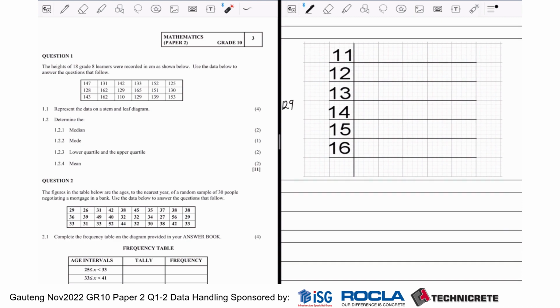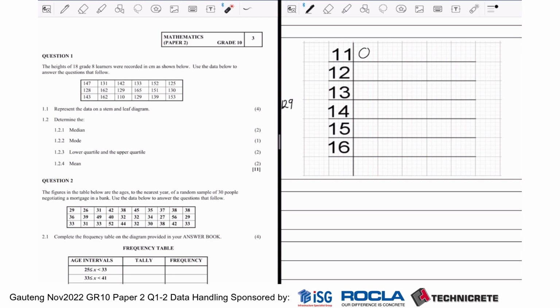So for the 110s, I've only got one number, that's 110. And then for the 120s, the smallest one is 125, followed by 128, and then there's two 129s. Then for the 30s, the smallest is 130, followed by 131, followed by 133, 139, and so on and so forth.